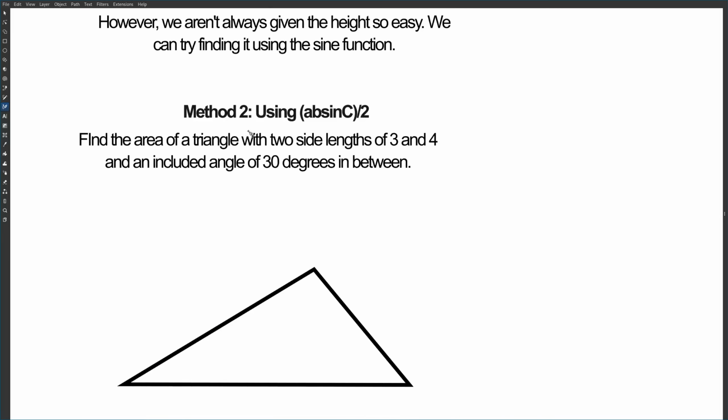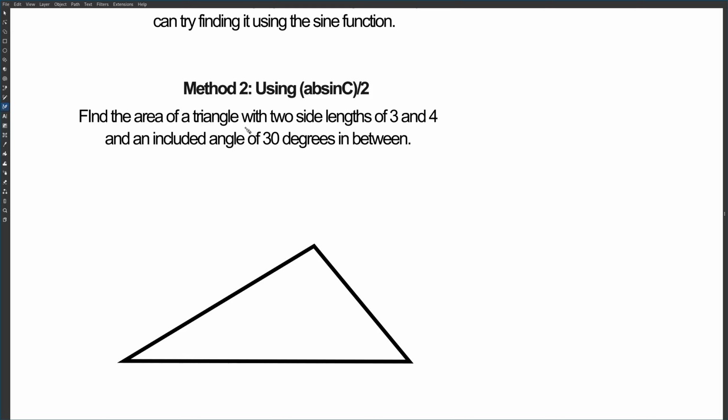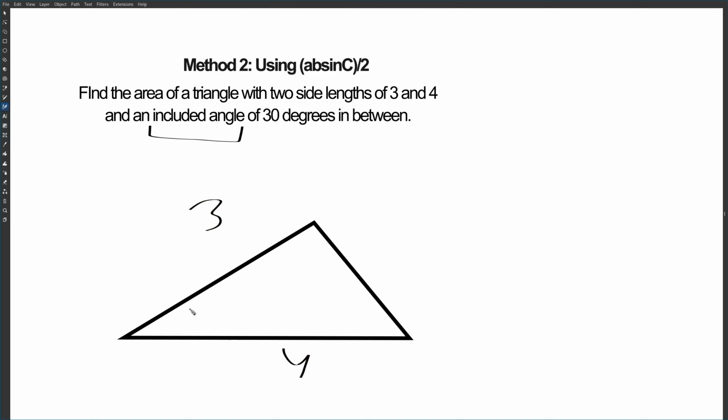Okay, now on to method 2, which is this weird formula. I wonder what this does. Okay, find the area of a triangle with two side lengths of 3 and 4 and an included angle of 30 degrees in between. Okay, this vocabulary, included angle, let's label this real quick. The included angle is just going to be this angle in between. Okay, 30. Okay, and there's no height, so let's draw one. Let's call it x.